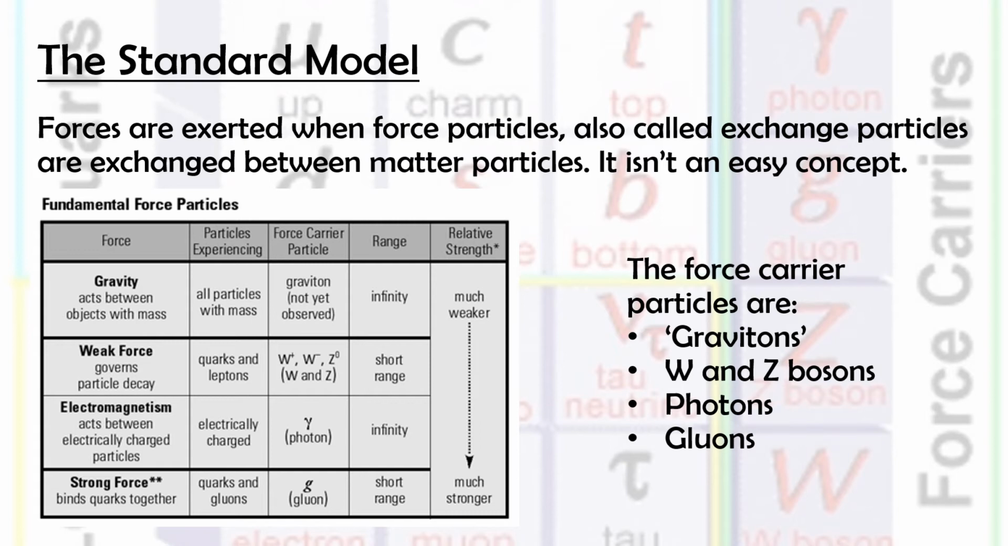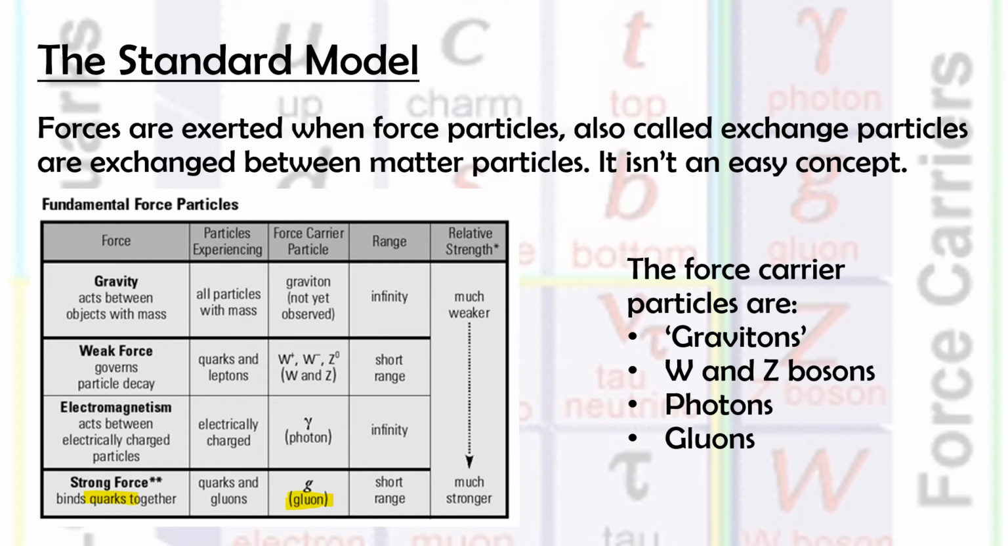I'm going to start at the bottom with the strong force that binds quarks together. Now, the particle that carries the strong force is called the gluon. So if we think about gluons gluing quarks together, then that is the force that keeps the quarks together in the particles like protons and neutrons that we've looked at in this presentation. As you can see, it has a very short range because it's just acting within the nucleus.